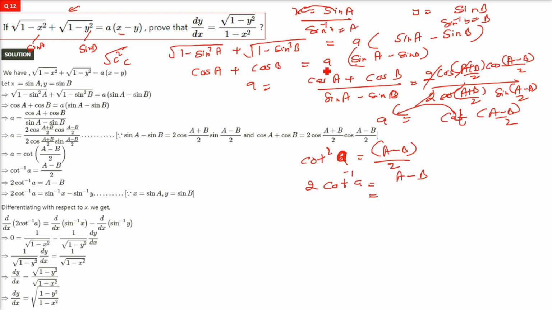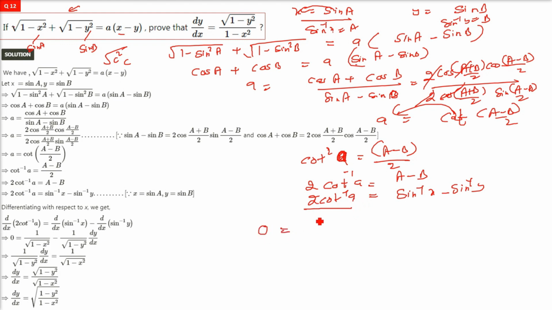So remember, what was A and B? You cannot write A and B. It has to be written with inverse, because A and B you have introduced. It has to be written in terms of x and y. So it will be sin inverse x minus sin inverse y. So 2 cot inverse a is equal to sin inverse x minus sin inverse y. Now you can differentiate.